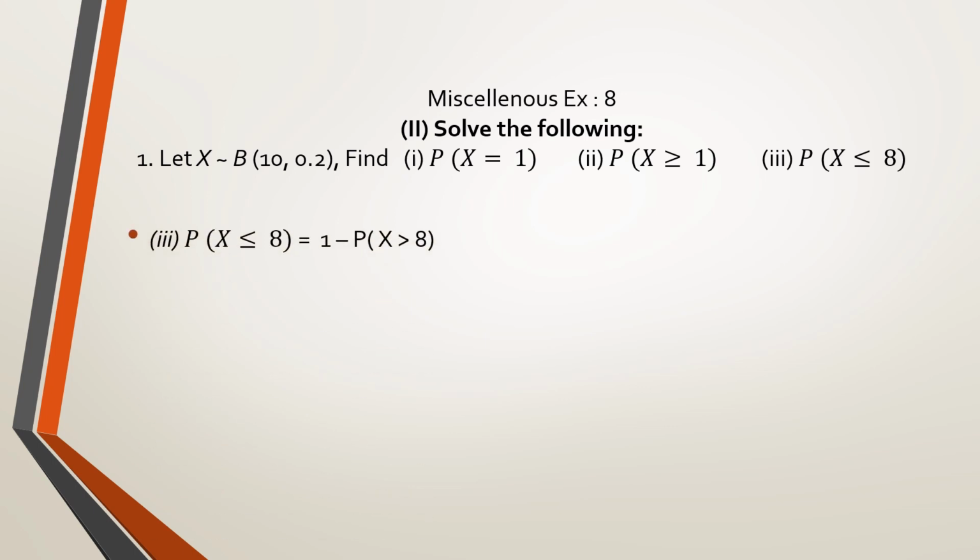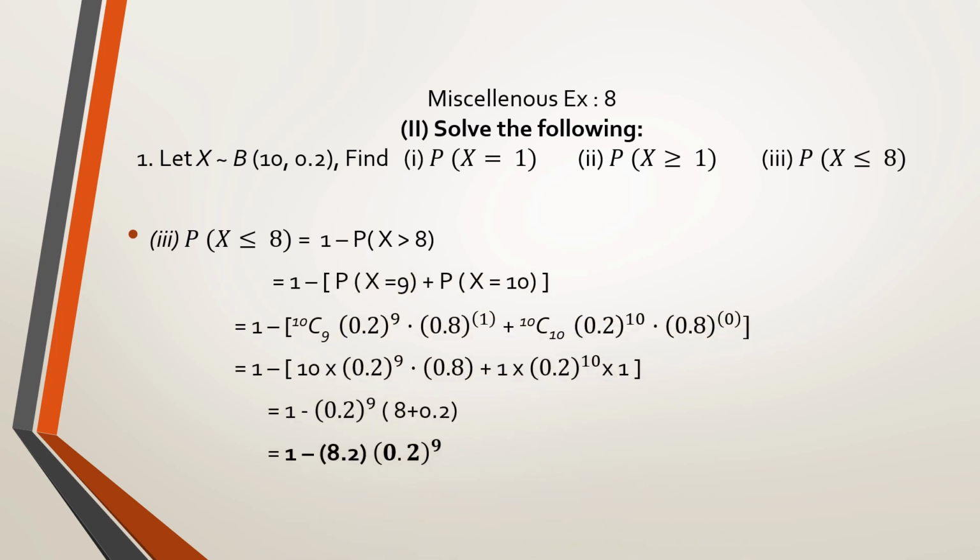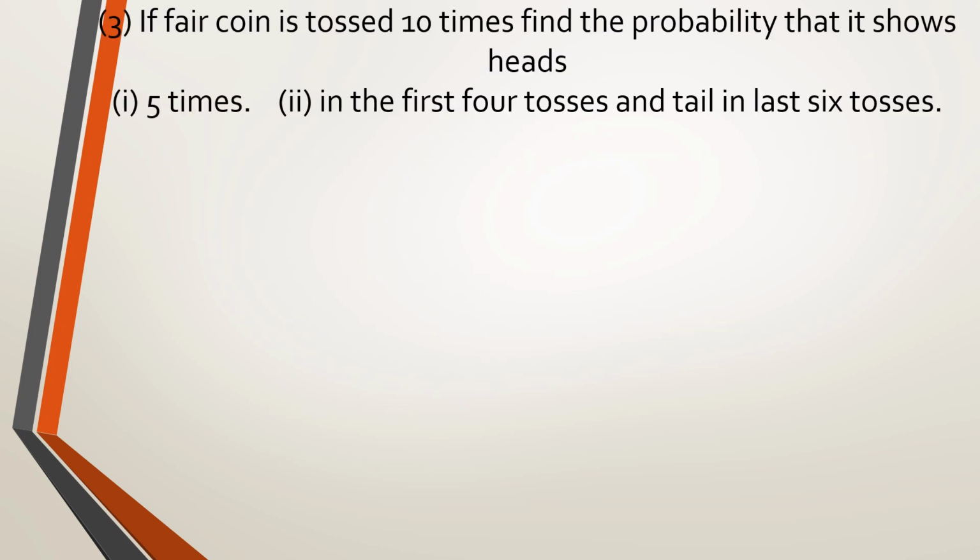The third one, probability of X less than or equal to 8. Here again we go for complement, 1 minus probability of X greater than 8. That leaves only two probabilities, that is either X is 9 or X is 10. So we subtract the sum of the two probabilities, 9 successes and 10 successes, from 1. Here the answer comes out to be 1 minus 8.2 raised to 0.2 raised to 9.